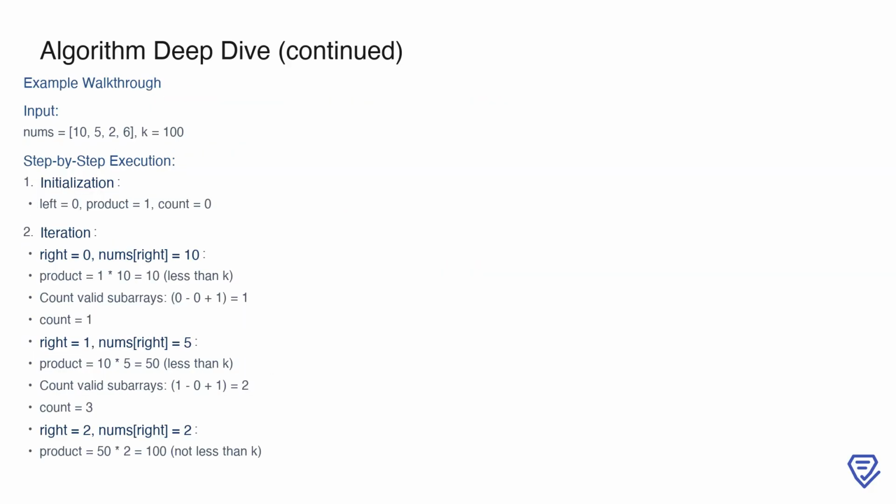Let's go through a concrete example to see the algorithm in action. Consider the input array nums equals [10, 5, 2, 6], and k equals 100. We start by initializing left to 0, product to 1, and count to 0. Now, as we iterate, when right is 0, the current element is 10. Multiplying 10 into the product gives 10, which is less than k, so we count the single subarray, [10], adding 1 to count.